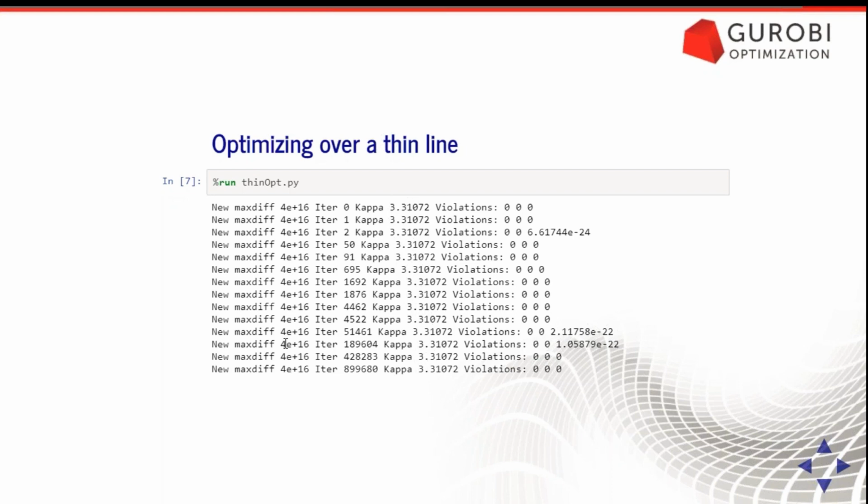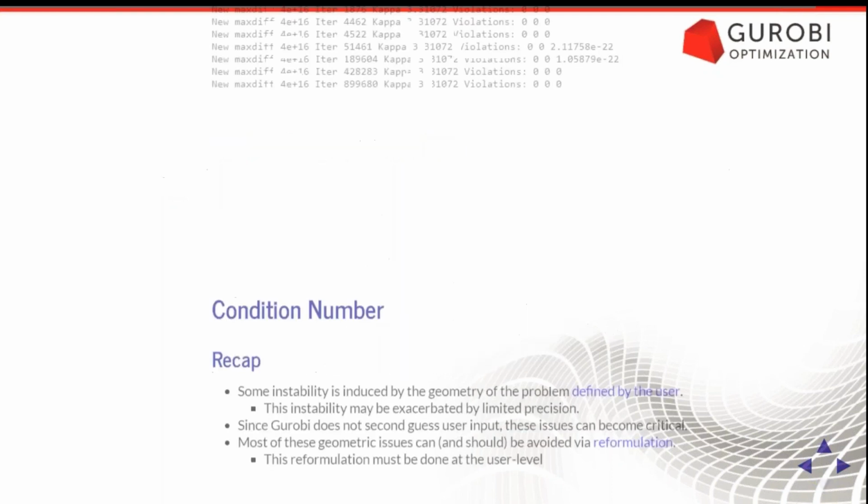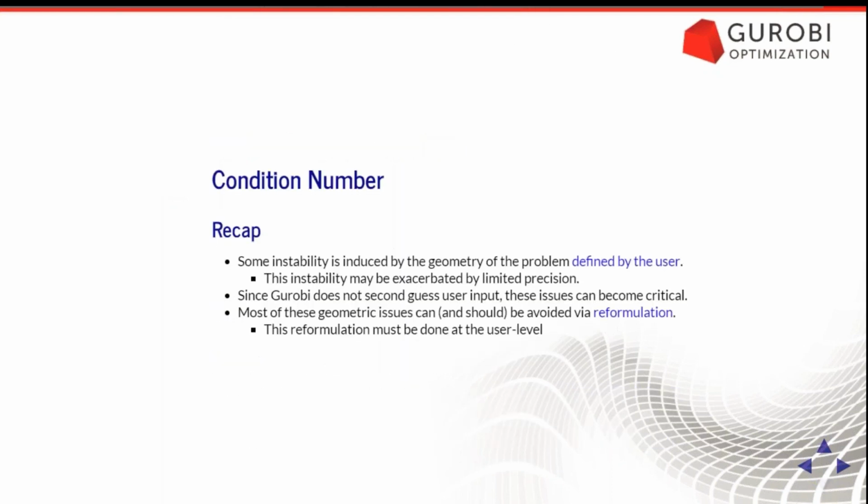So remember that. Okay, recap to end up. Essentially, instability is not always coming from the numbers, it also comes from the geometry. Gurobi will never second guess your input, it will really trust it. And the best way to handle these numerical issues is, most of the time, think hard and rescale everything and maybe even change the way you formulate the problem.